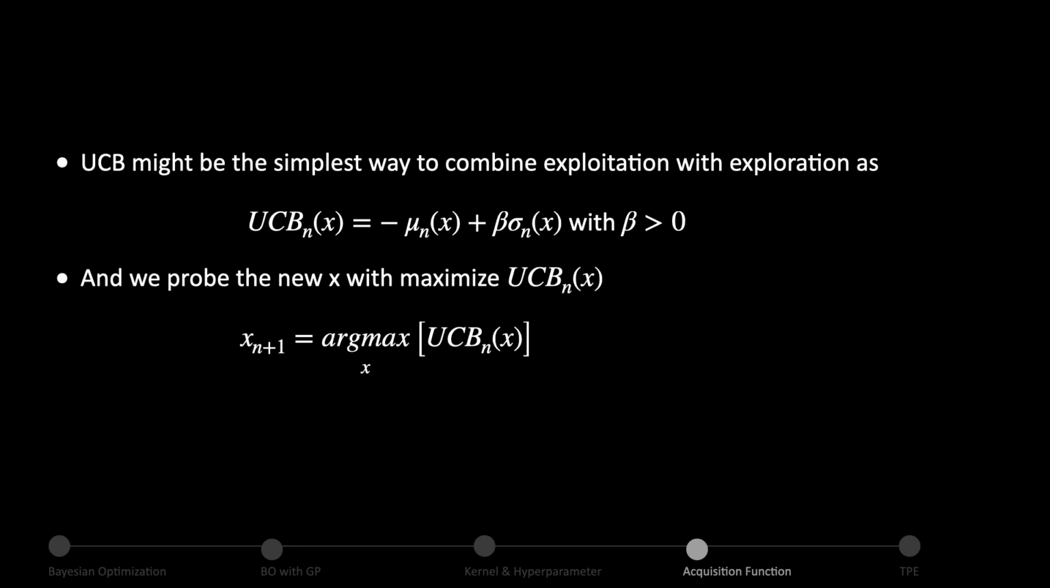UCB might be the simplest way to combine exploration with exploitation. The acquisition function of UCB, we can write it as minus mu n of x plus the hyperparameter beta times the variance sigma n of x. With lower mean, it favors exploitation, and with high uncertainty, it favors exploration. So for a new x, we try to maximize this acquisition function.